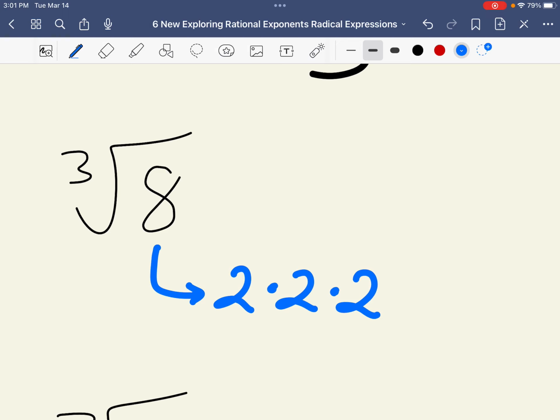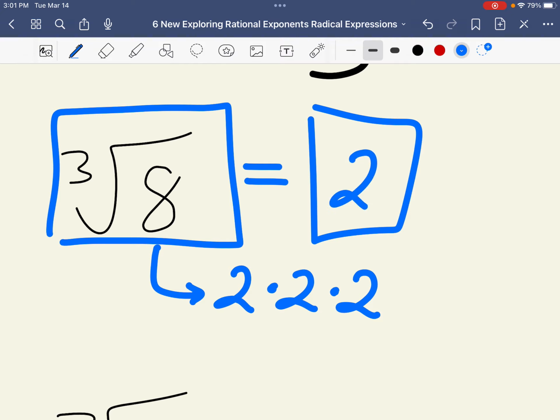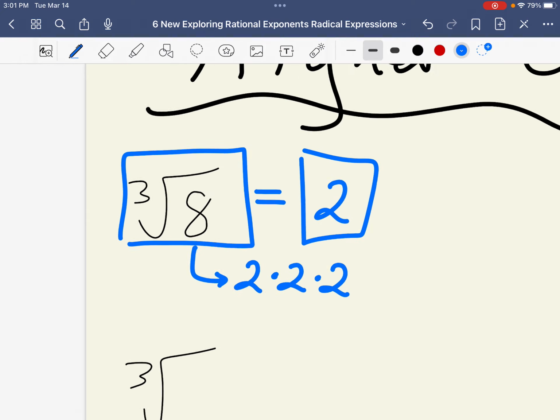Now, if you aren't able to think of that, you're going to start to be able, because we're going to be thinking this way. We're looking for higher order radicals. So if the number 2 multiplied together 3 times is equal to 8, well, that means that the cube root of 8 is equal to 2. The cube root of 8 is equal to 2.